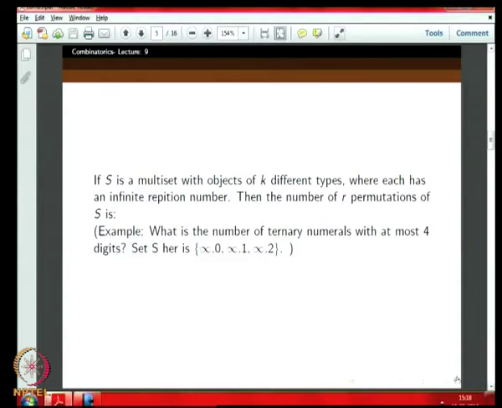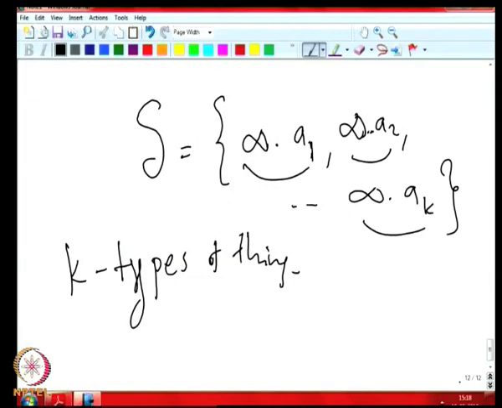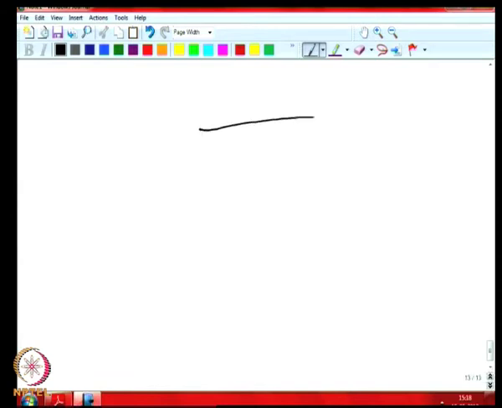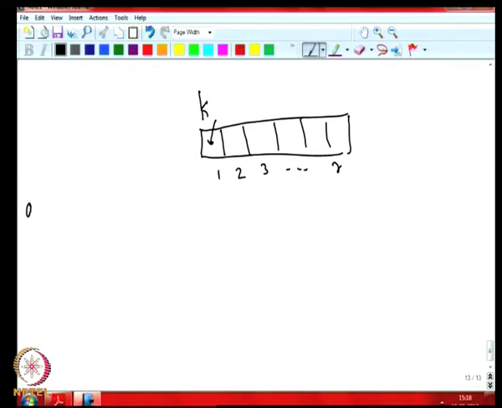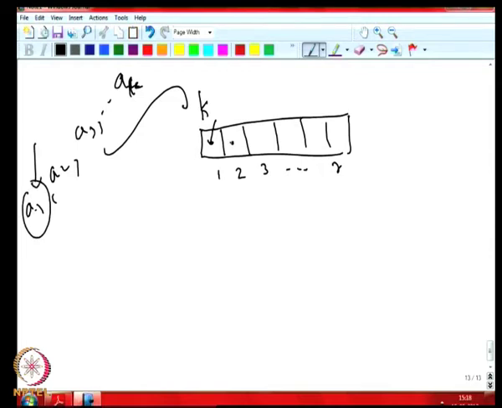So this is easily answered, because you just have to think of filling R positions. This is R positions, this is first position, second position, third position, up to R positions. The first position can be filled in k different ways, because there are k types of things, right. You can place any of A1 or A2 or A3 or AK here, right. And everything is available, because each one has infinite copies. And the second position can also be filled in k different ways. Why?